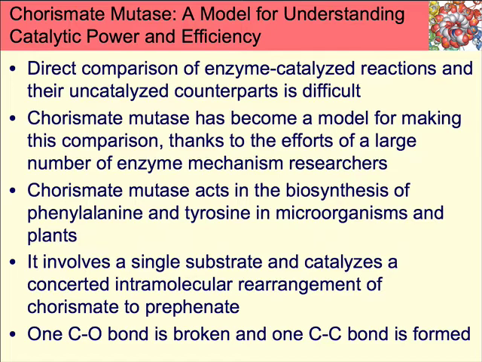Chorismate mutase has become a model really for making this comparison because of the efforts of dozens and dozens of researchers over the years. The enzyme acts in the biosynthesis of phenylalanine and tyrosine in microorganisms and plants, and involves a very simple reaction of a single substrate and a concerted intramolecular rearrangement that converts chorismate to prephenate. In this reaction, one C-O bond is broken and one carbon-carbon bond is formed.